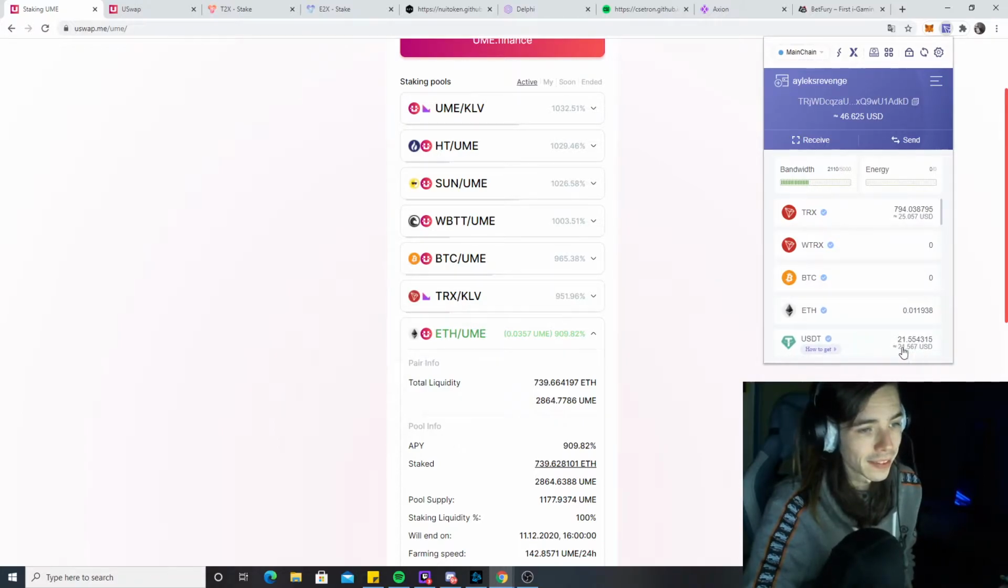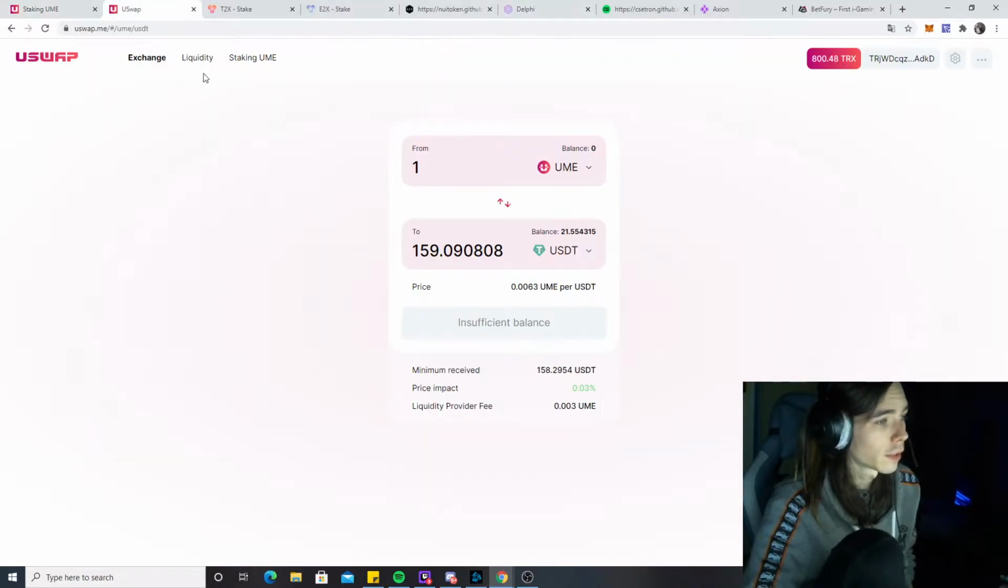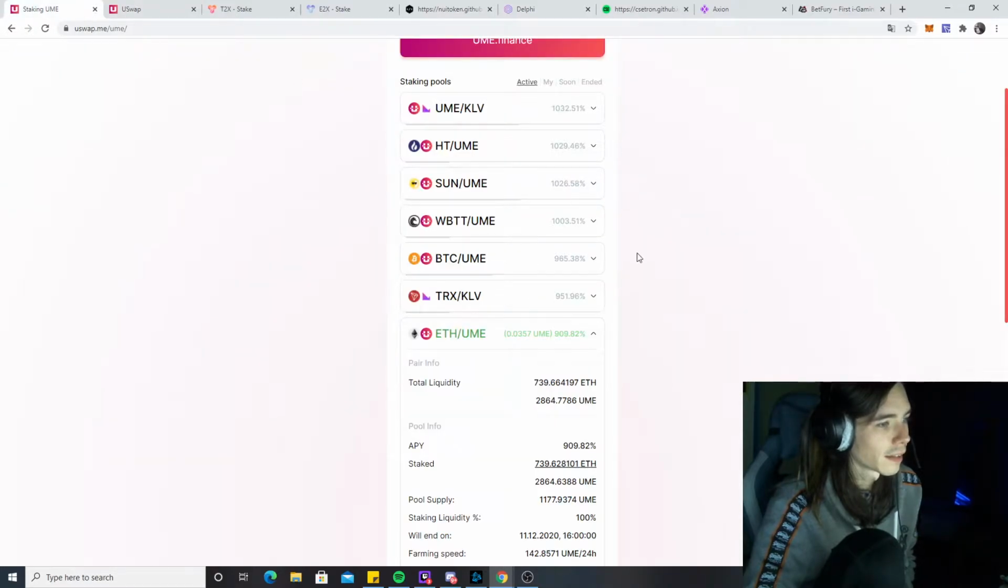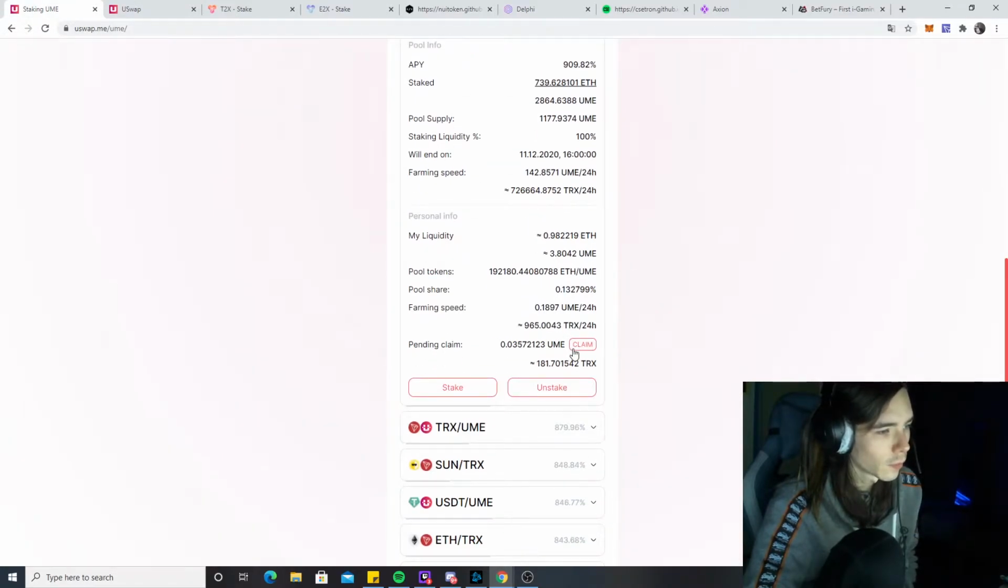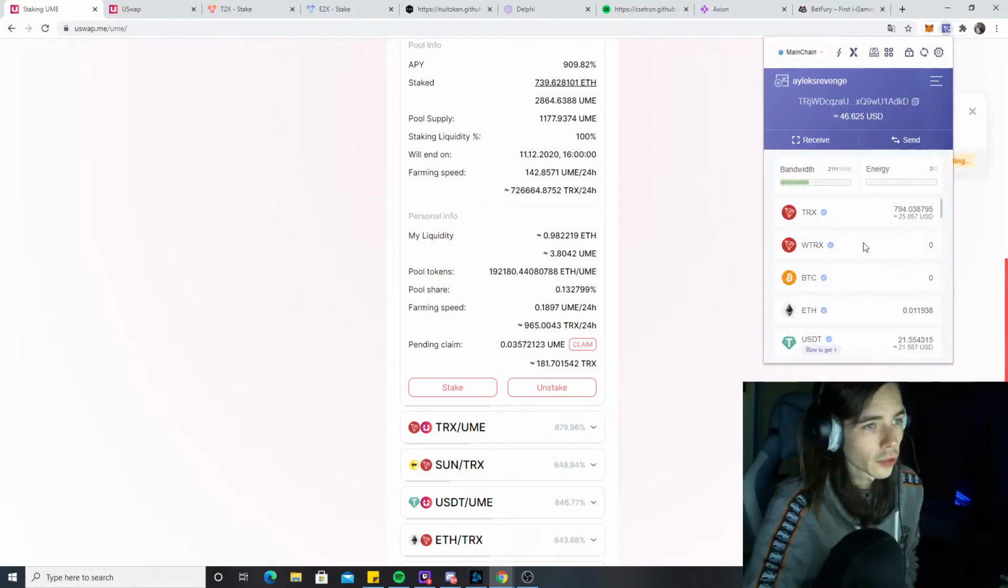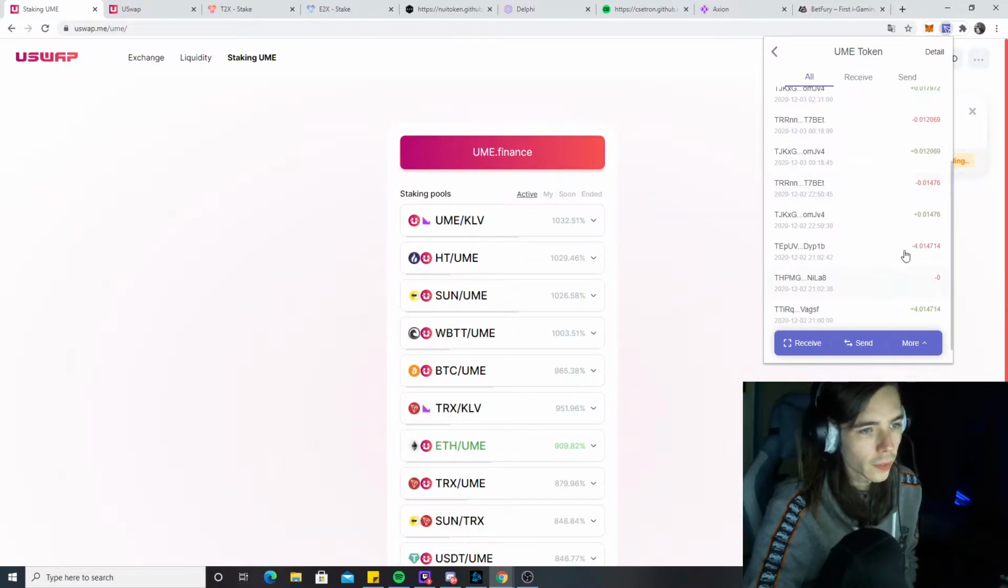I got some USDT, which is already the profit that we made from selling it. And how you basically claim it is you click on claim, of course, hit accept, and then you should see the UME soon in your wallet. And here's already what I bought.